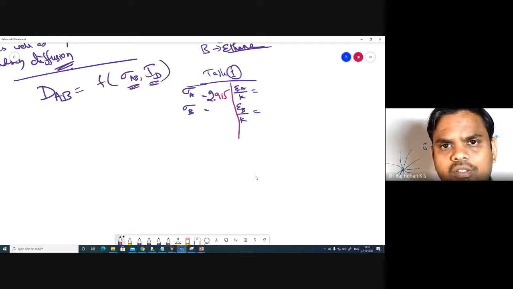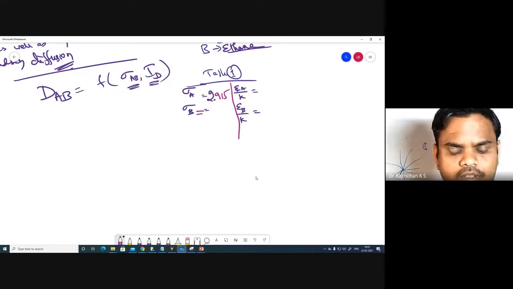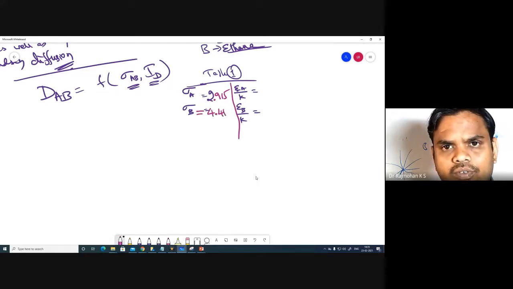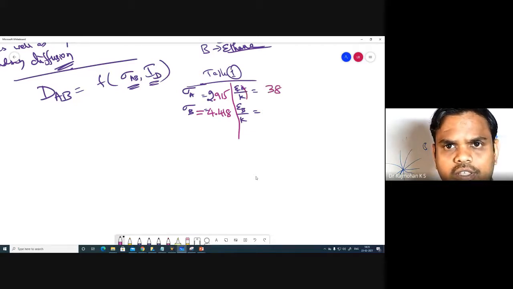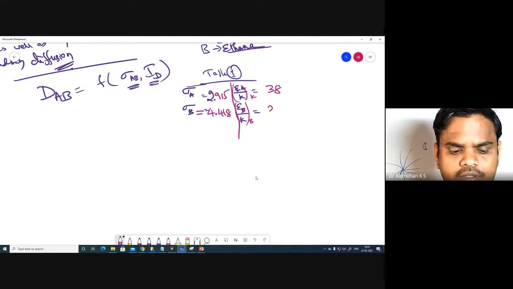Correct me if I am wrong. You follow what is there in the table. Sigma B is 4.418. Epsilon by k value for A is 38. You can say epsilon by k for A, epsilon by k for B, which is 230 Kelvin.